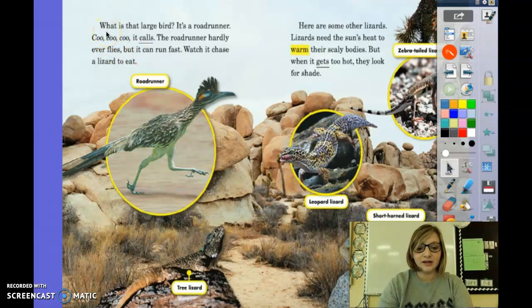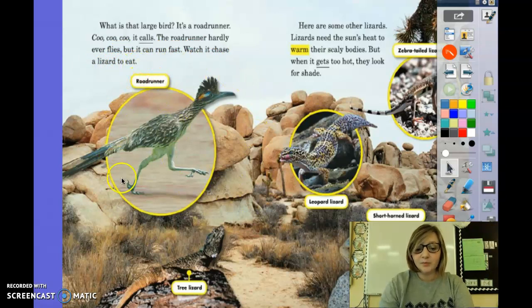Everybody, look and read. What is that large bird? It's a roadrunner. Coo, coo, coo, it calls. The roadrunner hardly ever flies, but it can run fast. Watch it chase a lizard to eat.